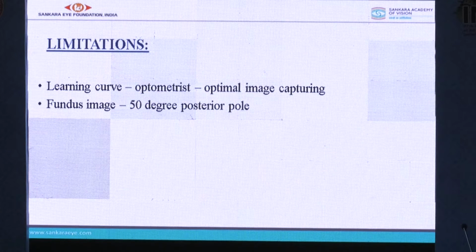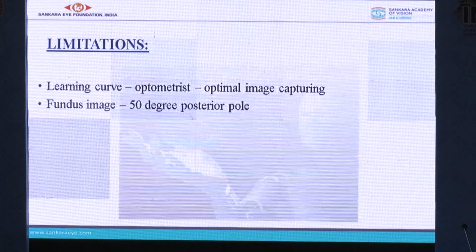The only limitation is that the optometrist needs to be trained a little for optimal image capturing, and needs to be trained a little about DR image and grading identification. The fundus image that is captured is a 50 degree posterior pole image.